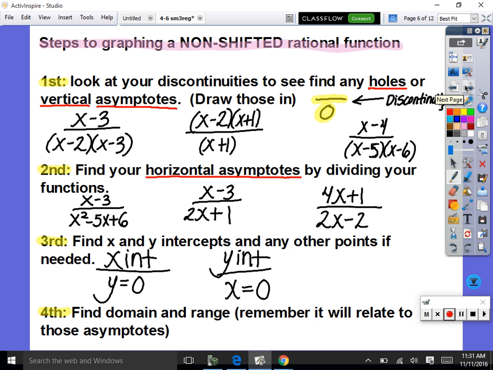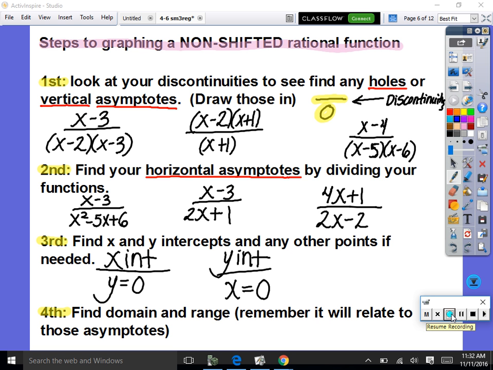So here are the step-by-step instructions to graphing a non-shifted rational function. Do you need a picture of this? This is a great picture to have because if you ever get to the test review and say, I don't remember how to graph these, you should refer back to this and then you'll remember, oh yeah, I remember doing those steps when we practiced. So you just follow these instructions.